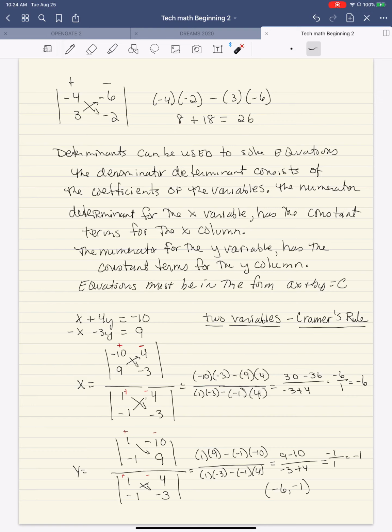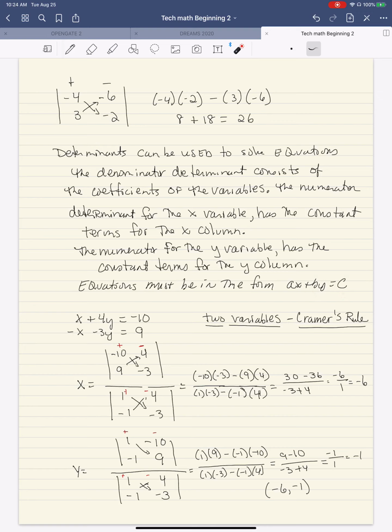Determinants can be used to solve equations. The denominator determinant consists of the coefficients of the variables. The numerator determinant for the x variable has the constant terms for the x column. The numerator for the y variable has the constant terms for the y column. Equations must be in the form of ax plus by equals c. So a is the coefficient of the x, b is the coefficient of the y, the constant terms are on the right-hand side, and those are called c.